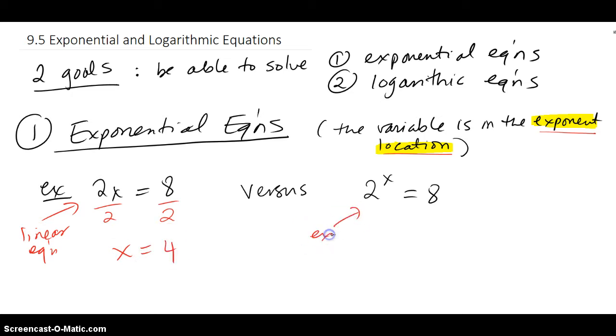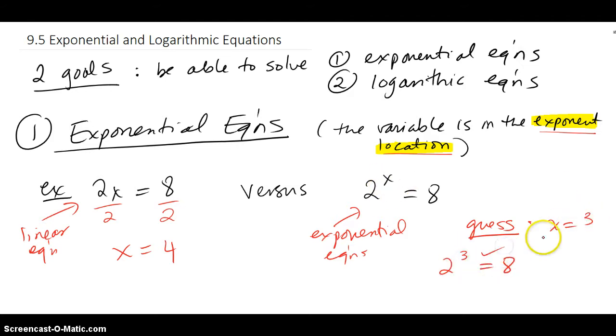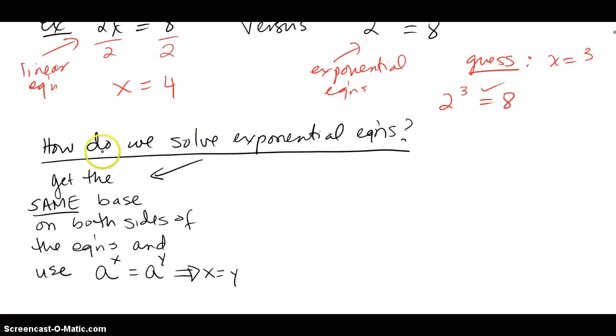This, of course, is an exponential equation, and how do we solve it? We want to have some methods for it. Right now, we can guess that x has to be 3, since 2 cubed is going to be equal to 8. So that's just a guess for this exponential equation solution, but we want to have a method to solve it. So how do we solve exponential equations?